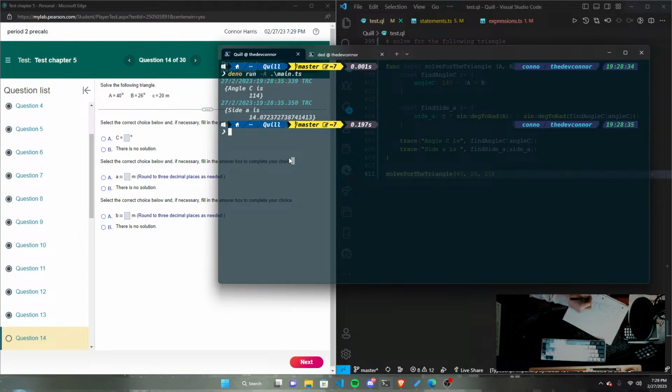Okay. So now to find side B, we'd have to do the sine. We'd have to do sine of A over little a is equal to sine of B over B, which will then, since we're solving for B, would be B is equal to A times the sine of angle B divided by the sine of A.